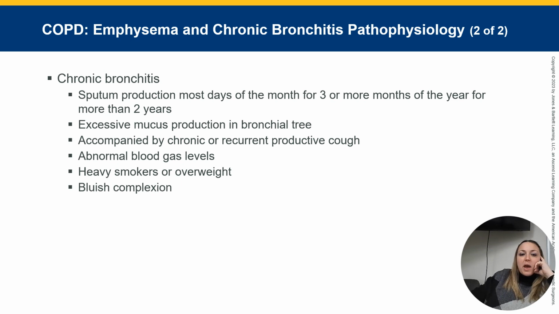Normally these patients also have abnormal arterial blood gas levels, and the chronic bronchitis patients are usually heavy smokers and/or overweight. These are called your blue bloaters because they often have a bluish complexion. But normally these patients have a very elevated partial pressure of carbon dioxide and a decreased partial pressure of oxygen in their blood.